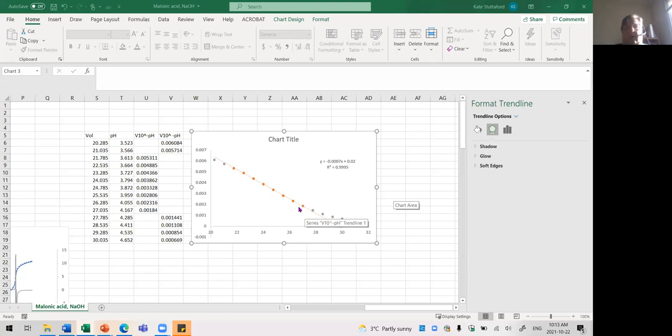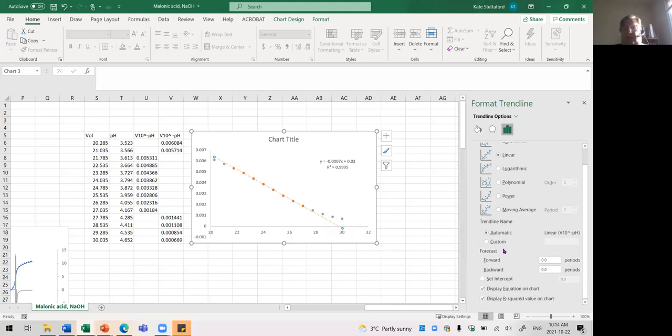Okay, so we've got our line here. It seems to be pretty good. As I mentioned, it does extend all the way through. The other way to get the line to extend, if it's not doing that, is to click on the trend line options. What you would want to do is go down to where it says forecast, either forwards or backwards. Forwards means to more positive x values, and backwards would be to more negative x values. The periods here are the units on your x-axis. So you can extend it forward or backward by plugging numbers in here, and that will extend the line.